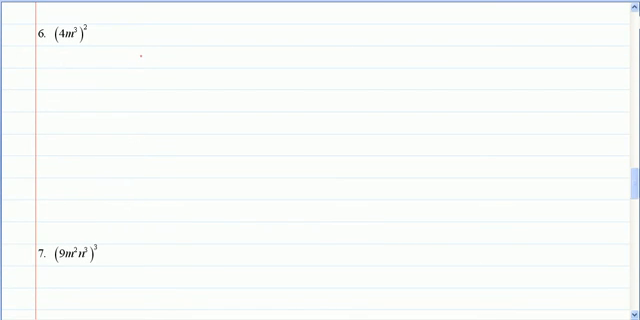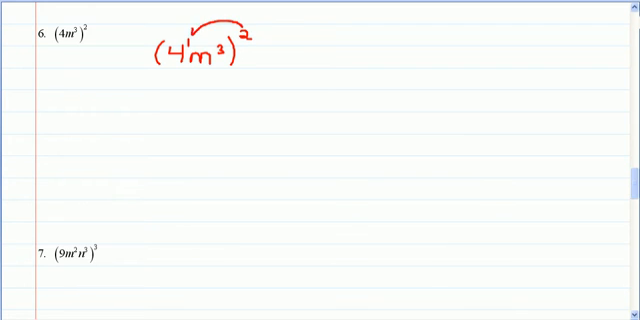For number 6, 4m to the third, squared. This brings us to property 3. When you have an exponent outside of the parentheses, you want that exponent to multiply by all of the exponents inside. So you have a 4 to the first and an m to the third.